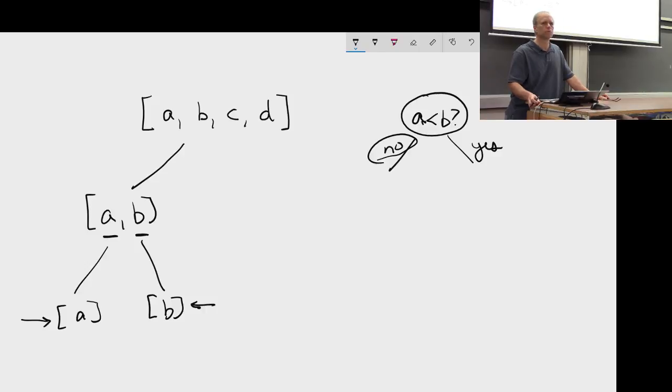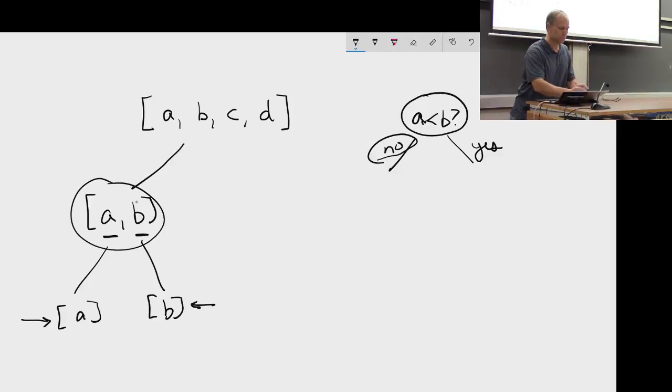No, the algorithm's not done. Okay, so who can tell me what happens next? Yeah. Is C less than D? Okay, the next comparison is going to be if C is less than D because it'll merge these two things here as either A, B, or BA depending on the comparison.